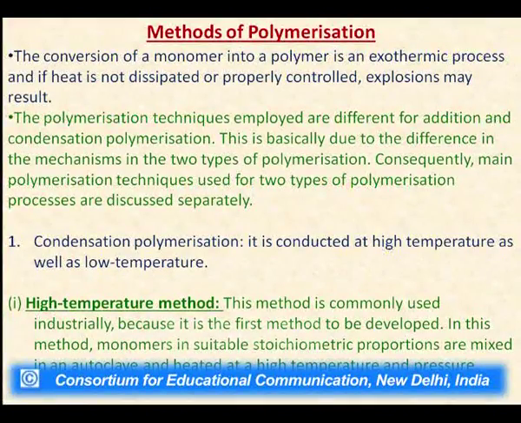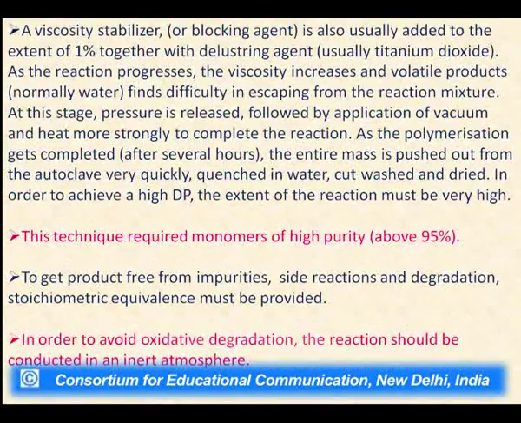So, in case of the high temperature method, this method is commonly used industrially because it is the first method to be developed. In this method, monomers in suitable stoichiometric proportions are mixed in an autoclave and heated at a high temperature and pressure. Then a viscosity stabilizer, which is also called a blocking agent, is usually added to the extent of 1% together with the delustering agent. Here the delustering agent used is titanium dioxide.